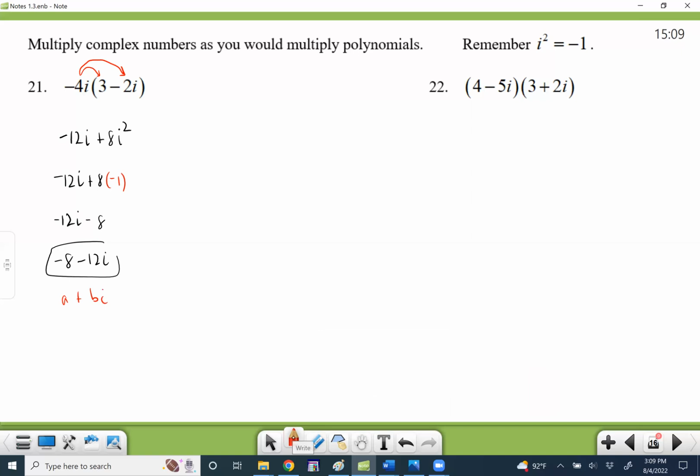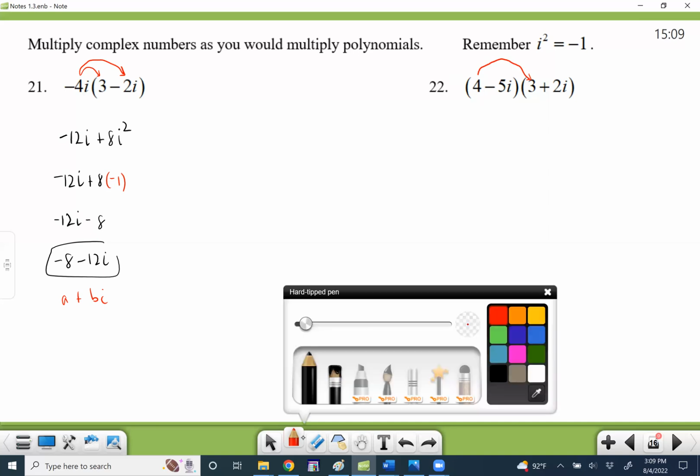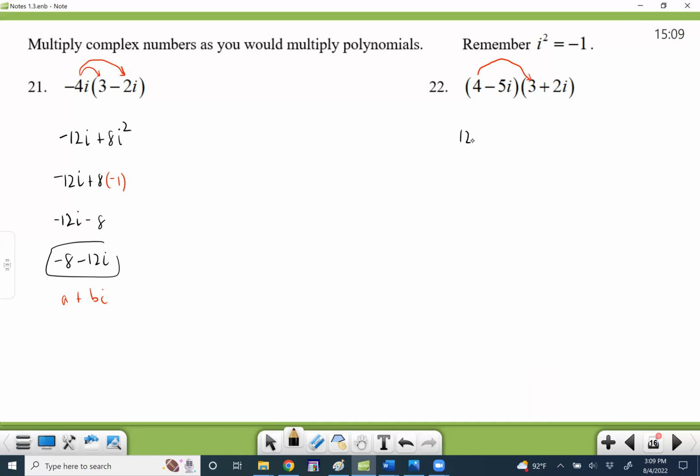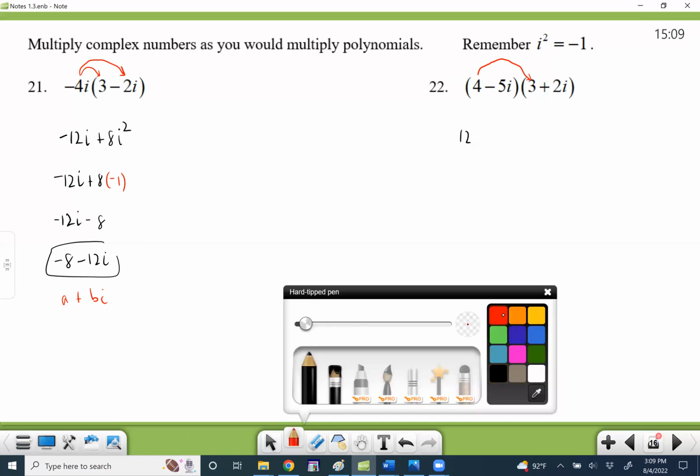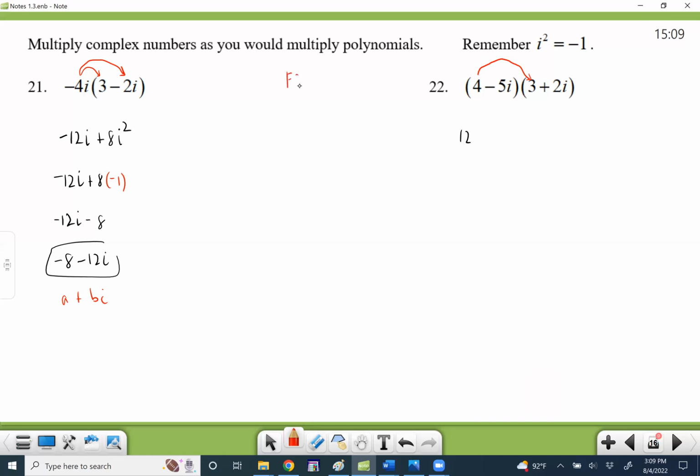Alright, let's go ahead and distribute. This is called foiling or distributing. We call it foiling. F stands for the first. So you're really taking the first in both parentheses and you're going to multiply them. So the F's for the first. 4 times 3 is 12. Then you're going to do the O of FOIL. So O is the outer. So the outers would be these two. So 4 times 2i would be what, 8i.